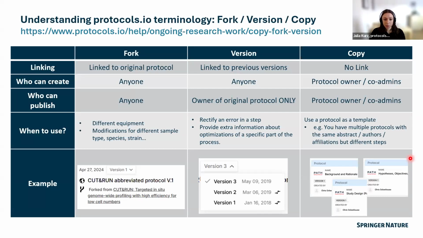So this is an example here. It was a collection of protocols. He has one protocol with the background and rationale, another one with some hypotheses and objectives, and another one for the study design. So all the initial metadata details are the same, but the steps of those protocols are different.